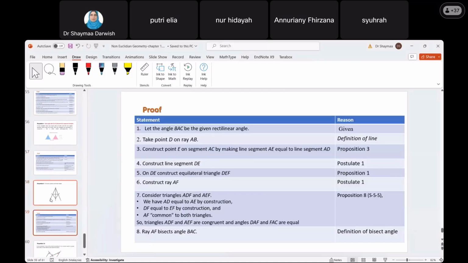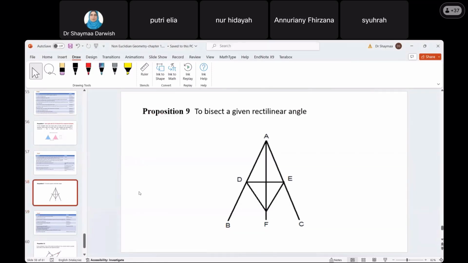Now for the next proposition, proposition 9. Now we have proved propositions 1, 2, and 4, and now proposition 9. Proposition 9 states that we can bisect any angle. Bisect means that you can divide the angle into two equal parts. If you have the angle BAC, then you can divide the angle into two equal parts exactly.